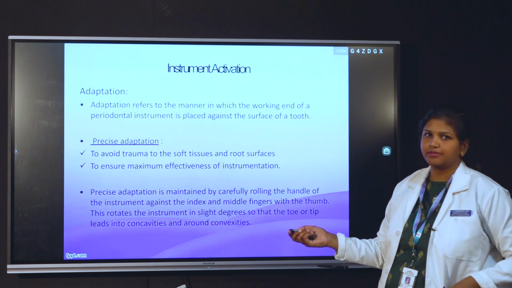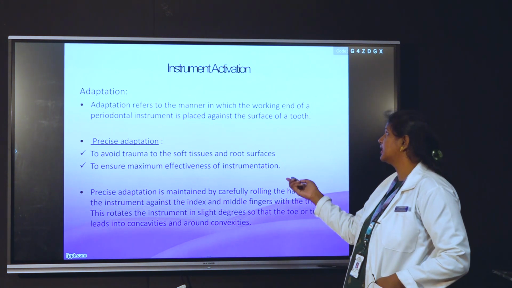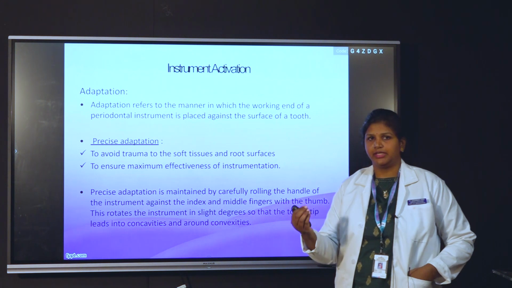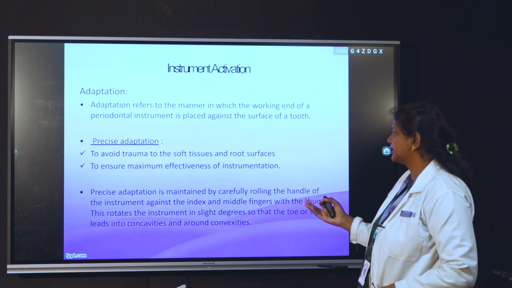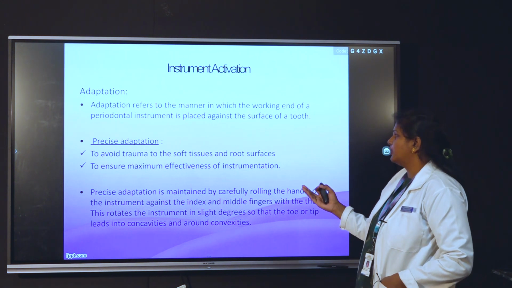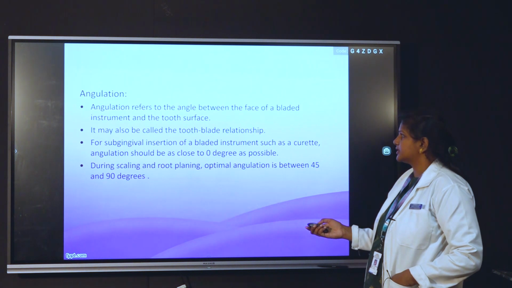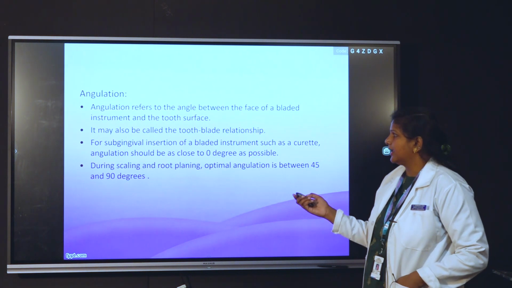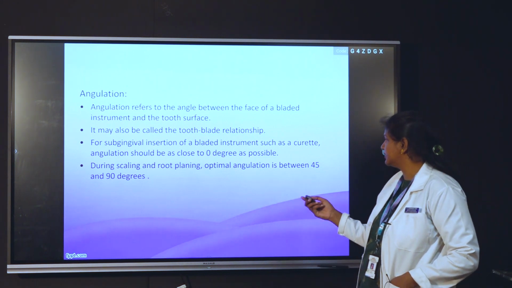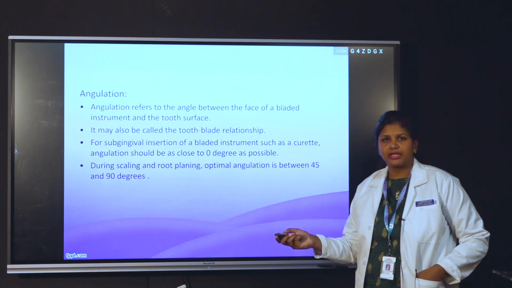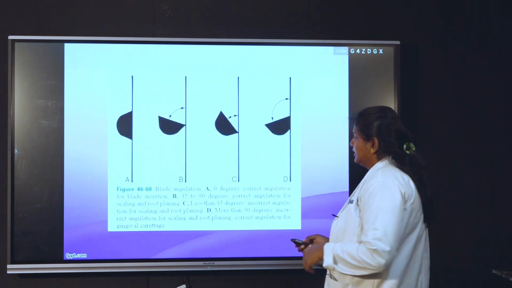Coming to the instrument activation, until now we have talked about stabilization. Now, how to activate the instrument? We need precise adaptation to avoid trauma to the soft tissue and to ensure the maximum effectiveness of the instrumentation. So we have angulations for that. Angulation while doing scaling and root planing should be 45 degrees to 90 degrees.